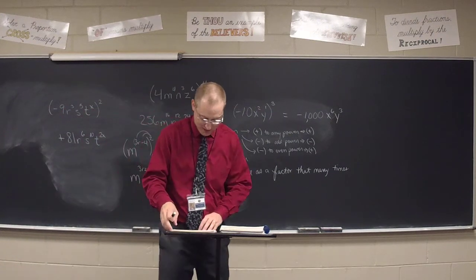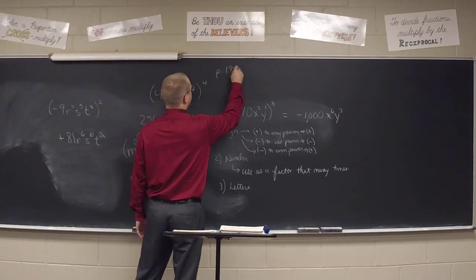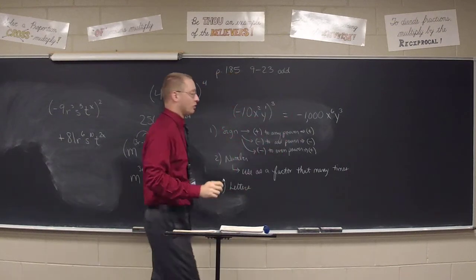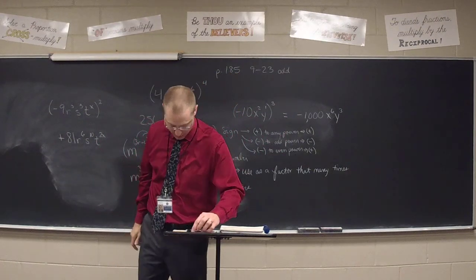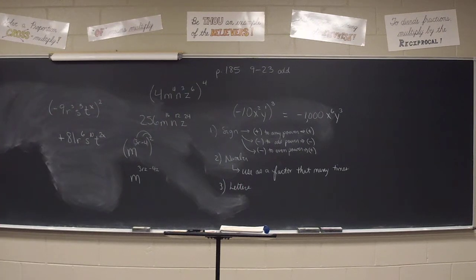All right, page 185. I want you to do 9 through 23, the odd. Back to page 185, doing 9 through 23, just the odd. I want to make sure we are correct before we go back and hit those evens. So do not do the evens yet. Just 9 through 23, the odd numbered problems.